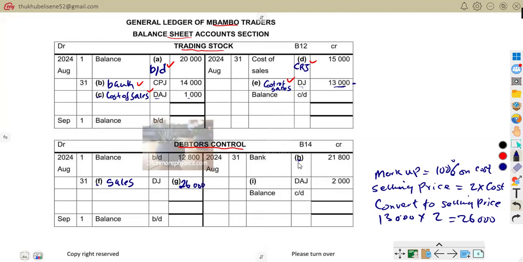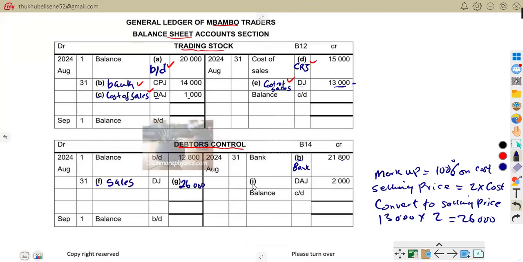Now coming to H. What are we going to write here, as we have 21,800? This is the money that we received from customers. So it simply says here we have to write the bank, because we received that money and the cash goes into the bank. And the debtors' debt is going to decrease, because we are receiving cash from debtors. So we are going to label it as bank.